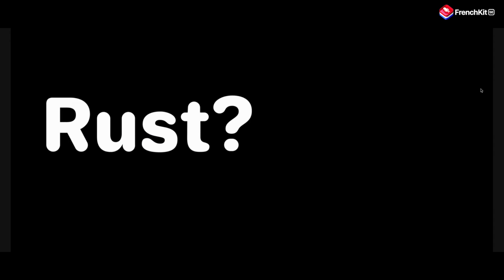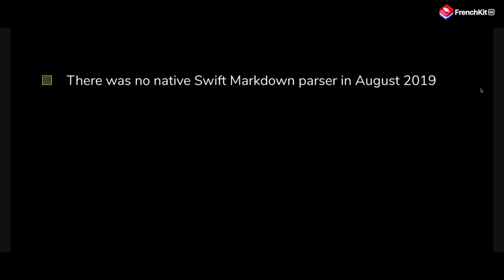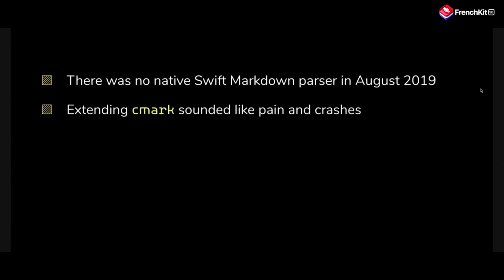But briefly, I want to go into a question that you might already have. Why Rust? What is even that? It is a language very similar to Swift. And I chose it because last year in August, there was no good native Markdown parser in Swift. As you remember, I have these extensions to Markdown, so I needed support for that. And there is obviously CMark, which is the standard CommonMark parser, but extending C code is not something that sounded right to me, because I'm not very good at C, and I was afraid it would just end up in memory leaks.